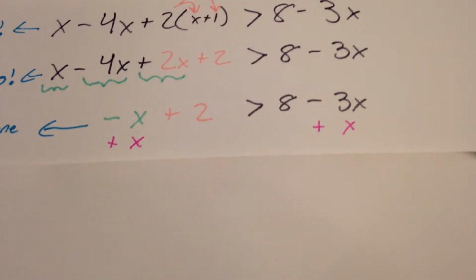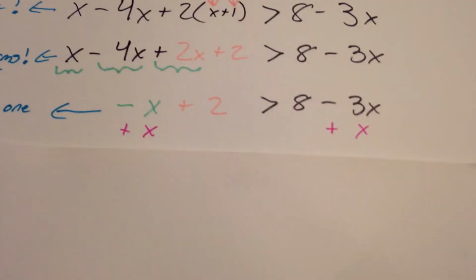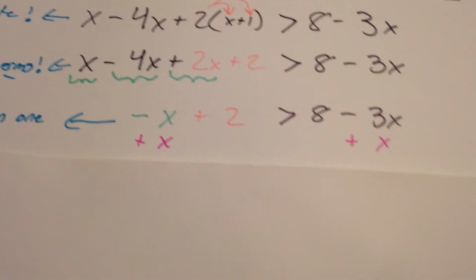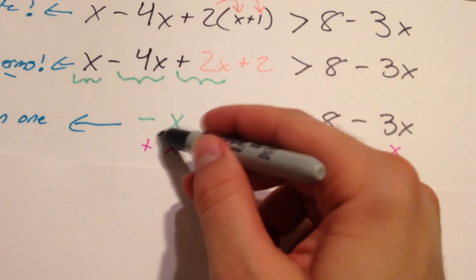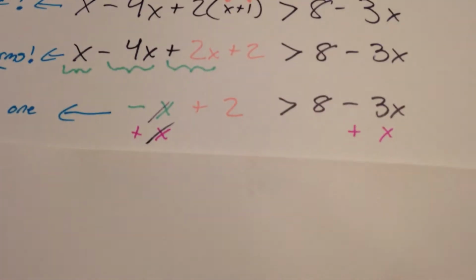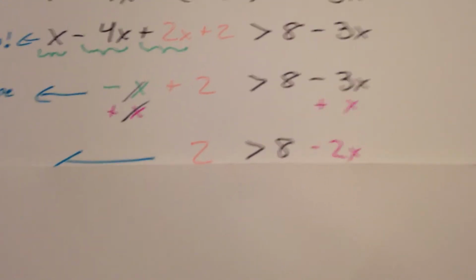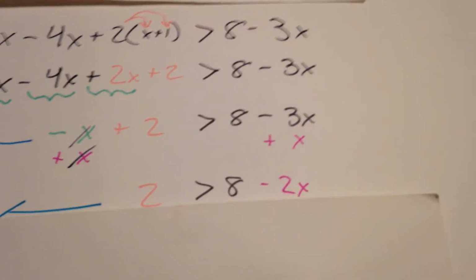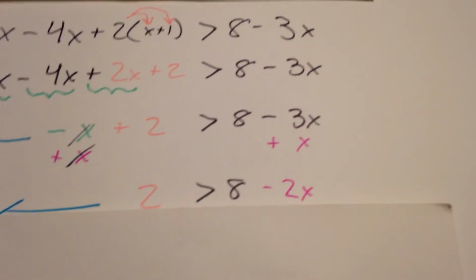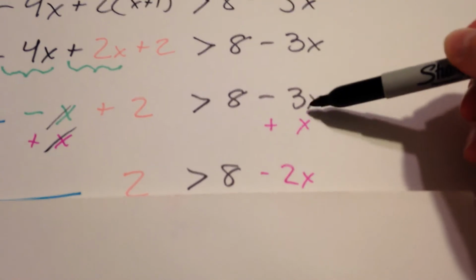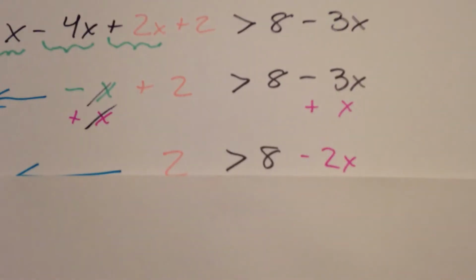Okay, and so to do that, as you can see, I added x to both sides. And what happens is, these x's cancel. Boom. And I get 2 is greater than 8 minus 2x, because if you take this negative 3x and add an x, you're going to get negative 2x, okay?